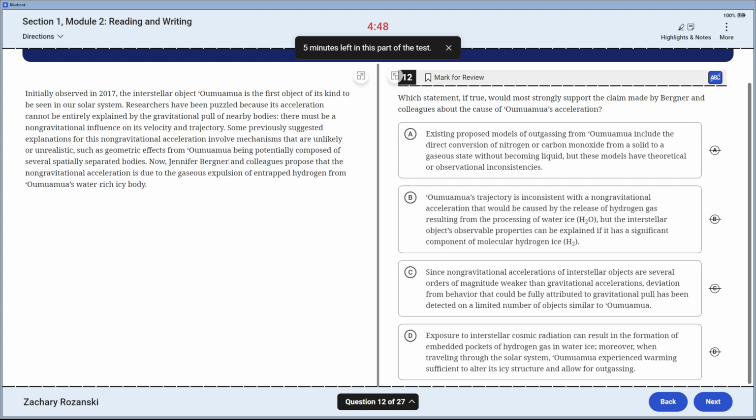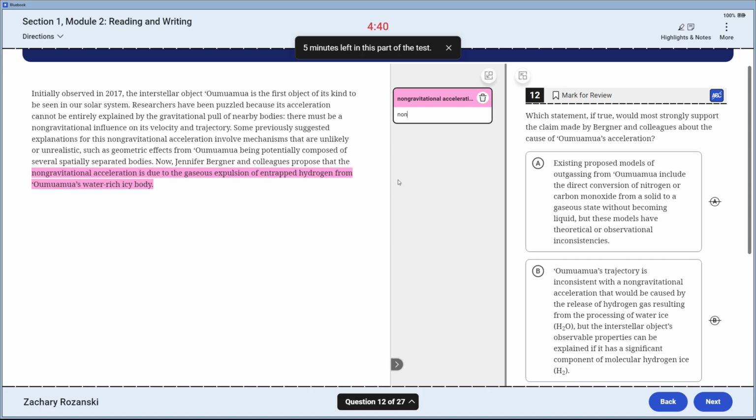Oh my gosh. Colleagues propose that non-gravitational acceleration, non-grav accel, is because of the expulsion of trapped hydrogen from the icy-rich body.